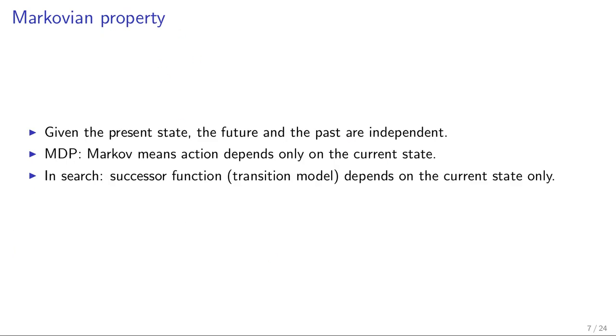Markovian property: given the present state, the future and the past are independent. In other words, the action depends only on the current state. So it depends where you are in, let's say, the maze right now. It doesn't matter how you got there. That's important because it allows you to cut off the past, which would otherwise make the state space much more complicated and increase the dimensionality a lot. And this is also the same in search.